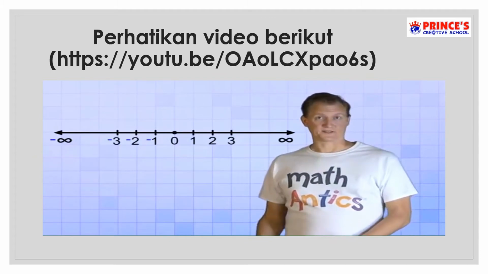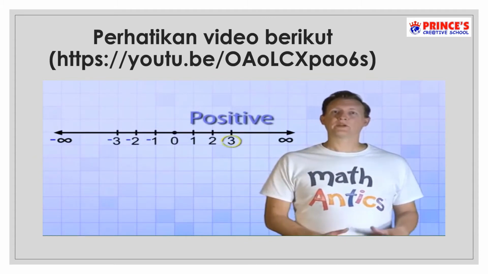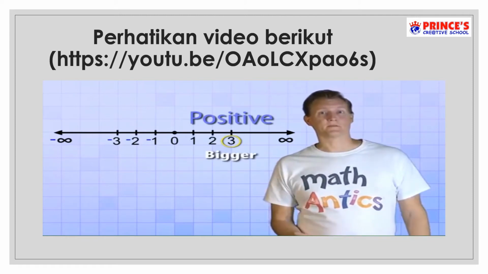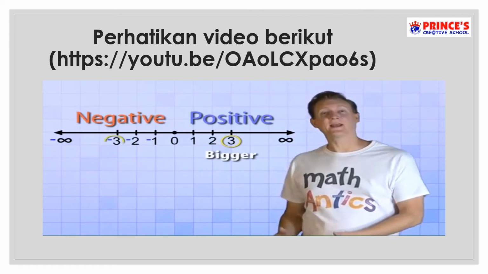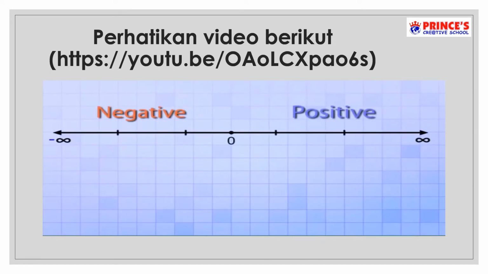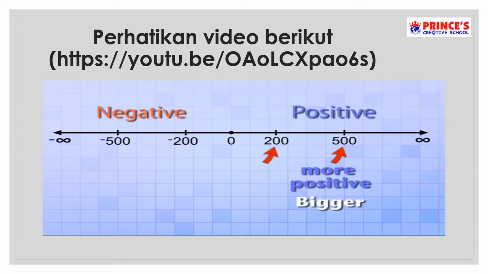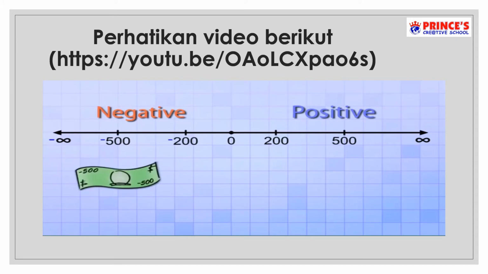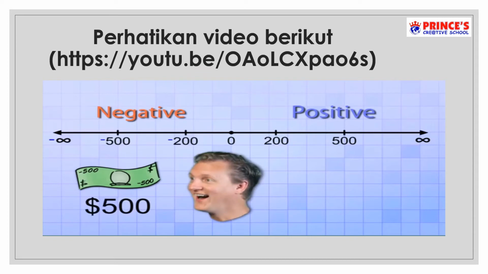I like to think of it like this. On the positive side of the number line, 3 is more positive than 2, so it's bigger. But on the negative side of the number line, -3 is more negative than -2, so it's smaller. And you can use that idea no matter what the numbers are. On the positive side, 500 is more positive than 200, so it's bigger. But on the negative side, -500 is more negative than -200, so it's smaller. Keep that in mind if anyone ever offers to give you -$500. The 500 part sounds pretty good, but the negative part, not so much.